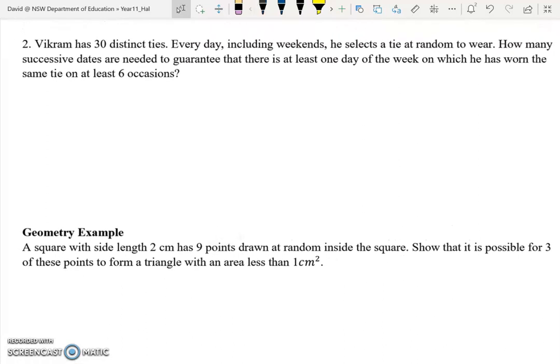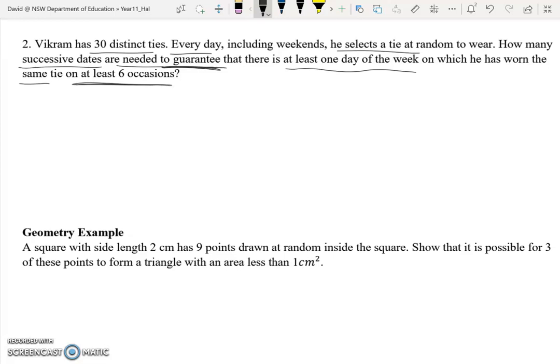Okay, but first example. We've got 30 distinct ties. Every day, including weekends, he selects a tie to wear. So he wears a tie every single day. How many successive dates are needed to guarantee, as soon as you see needed to guarantee, you know pigeonhole principle, there is at least one day of the week in which he has worn the same tie on at least 6 occasions. Okay, so let's have a think about what this means.